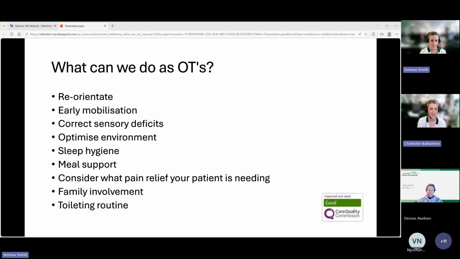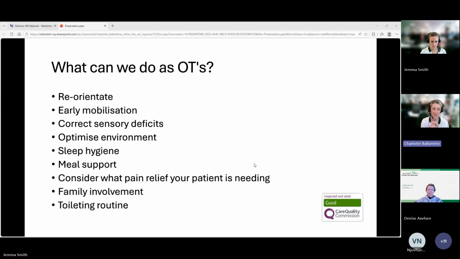Okay. And I think most of the things in this list we covered when we went through the Mentimeter. But I think just in addition, meal support, so helping patients who are able to eat meals, how they're able to eat and whether they're able to eat independently.